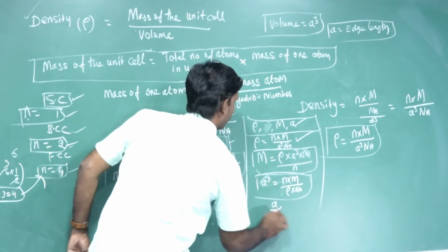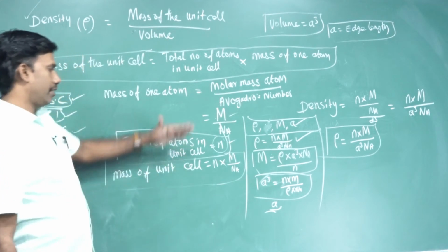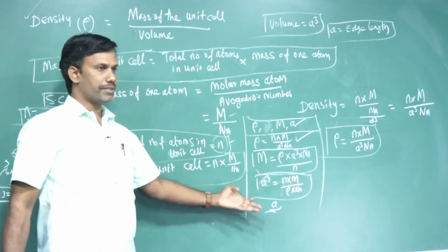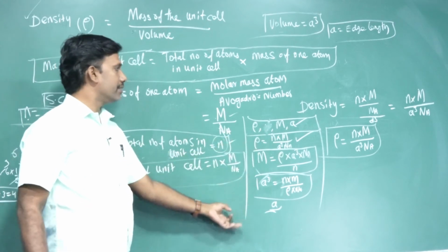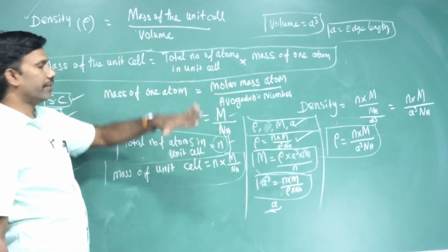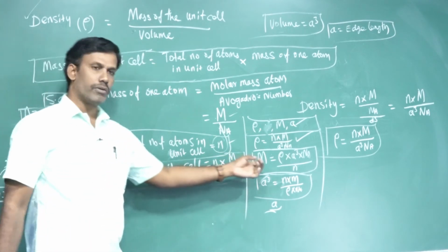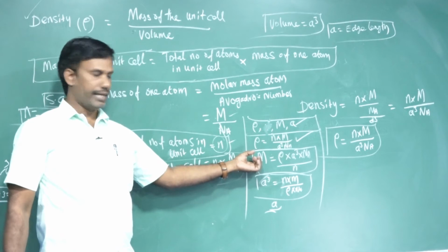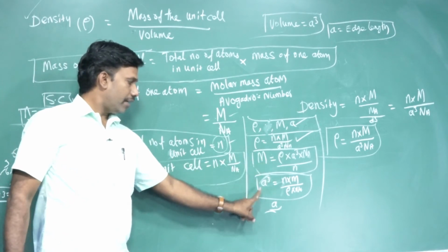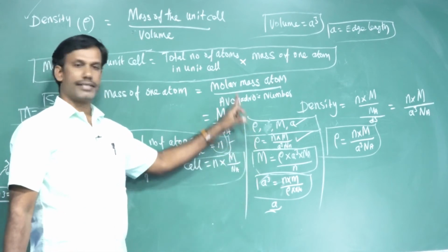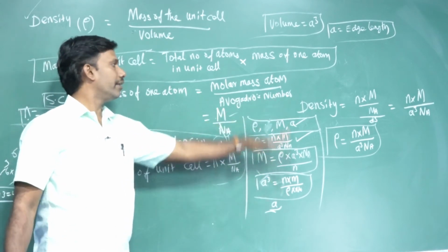But A cube, we can calculate A. These are the various forms of the density calculation problems. Why am I elaborately writing like this? The question may be asked not only for density. Density may be asked first, or otherwise the molar mass of the crystal may be asked, or otherwise the edge length may be asked. You should be ready for anything they ask. That's why I am elaborately writing this.